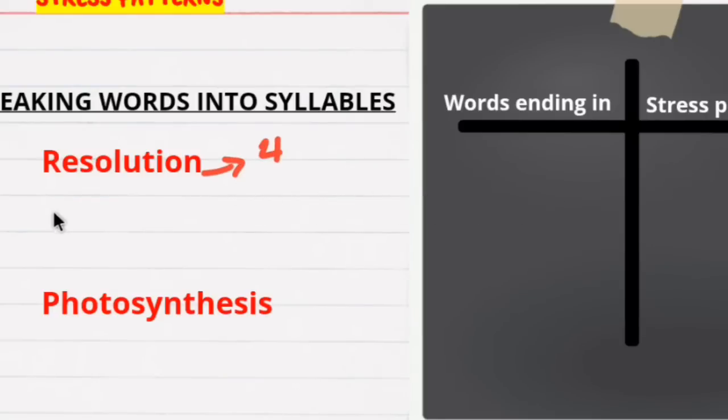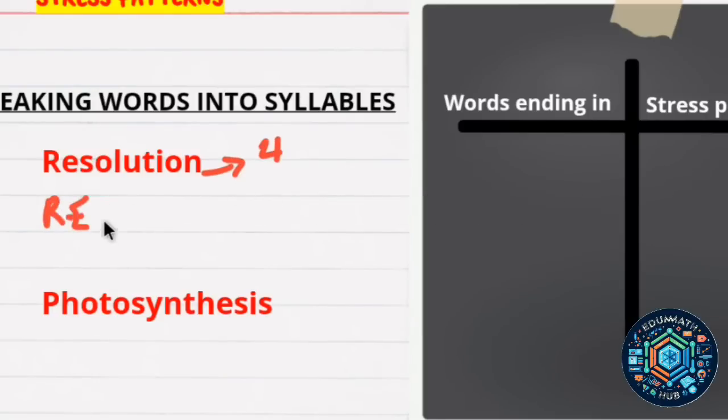So let's break it down. You have re, at that part your heart beats back. You have zo at that part. You have lu at this part. Then you have shon at this part. So don't forget, shon is only one syllable. It's not shi-on, it's shon. There's only one vowel sound there. So that's the breakdown for resolution.